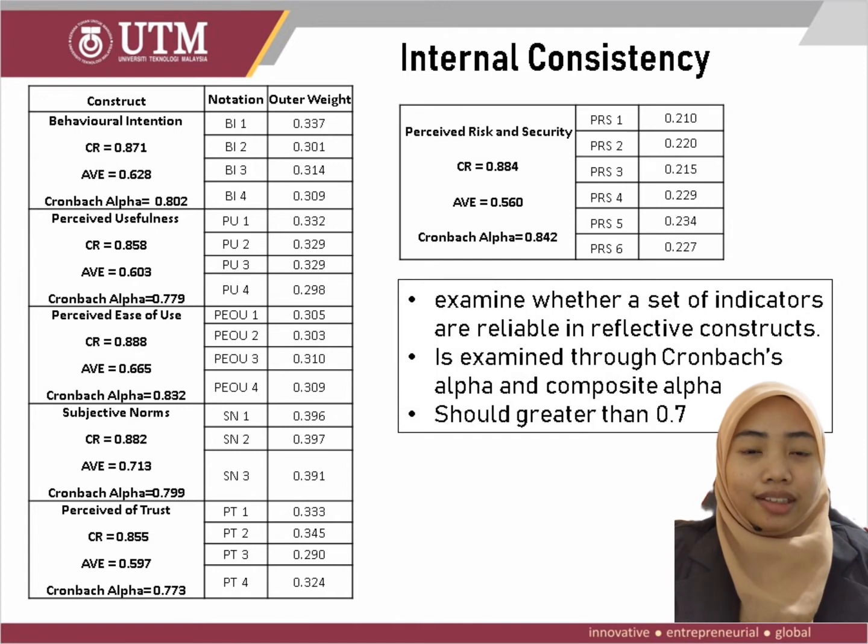Next is internal consistency. For this part, it is used to examine whether a set of indicators are reliable in a reflective construct. The consistency is examined through Cronbach's alpha and composite reliability. The internal consistency is achieved if the value is greater than 0.7. Therefore, all variables in the reflective construct are achieved.